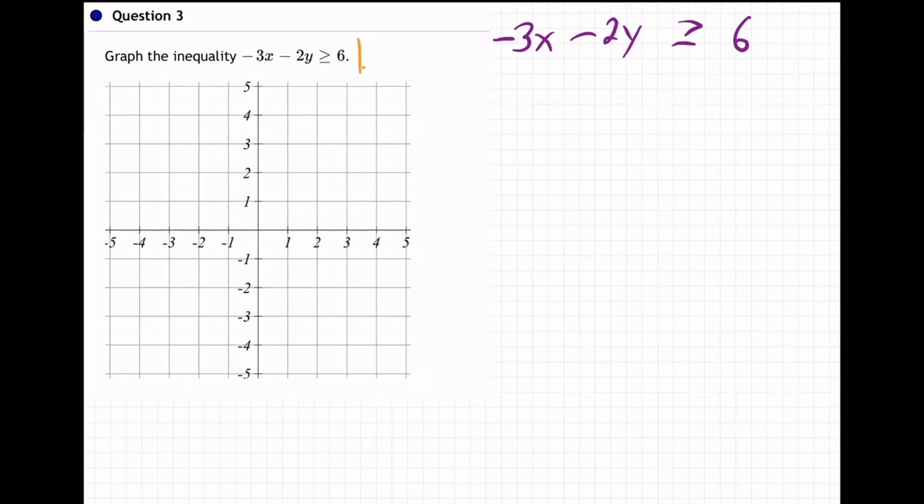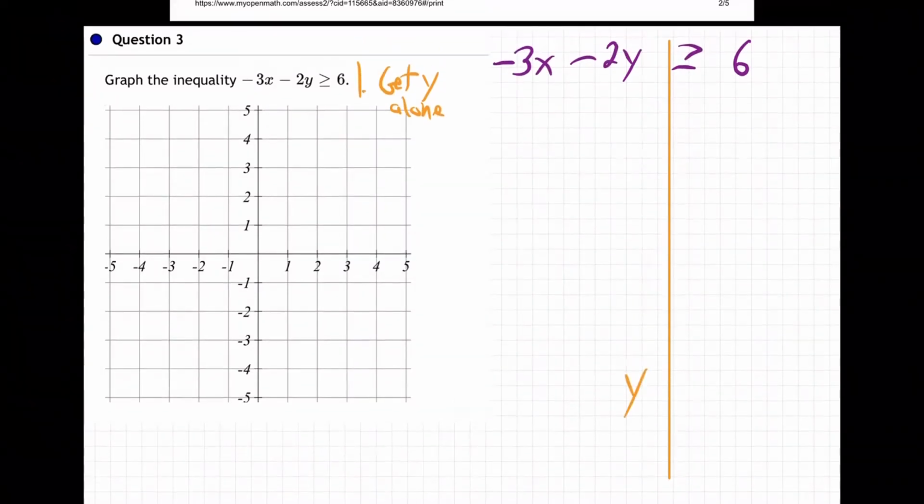Step one, get y alone. Because here's the wall of separation. And y is saying, I want to be alone, right? I want to be alone all by myself on this side of the wall. That's what we always do. So we've got to get y alone.